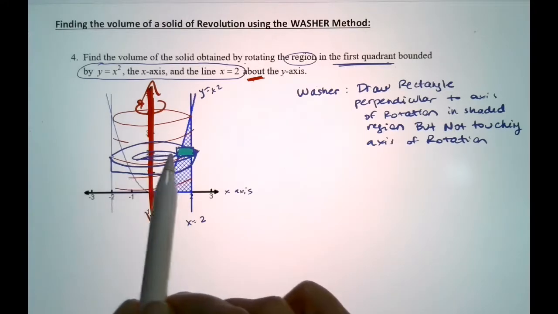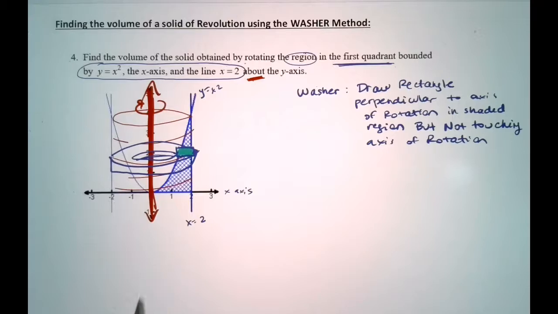So I'm going to try to redraw that so that we can really see what's going on here. I'm going to do the same thing that we did to develop the disc method. I'm not going to ask you to prove this. I just want you to know where this formula is coming from. And how do you know disc versus washer? With a disc, your rectangle is touching the axis of rotation. But in a washer method, your rectangle is not touching the axis of rotation.